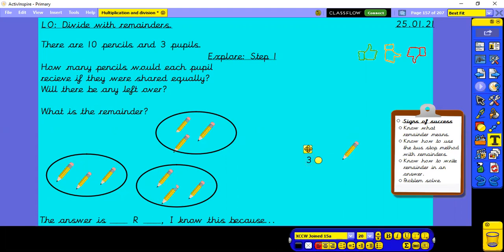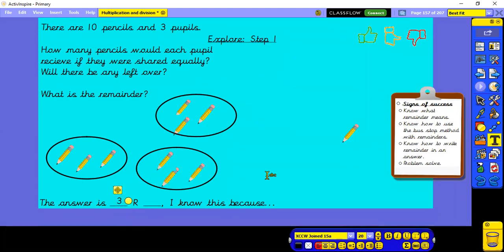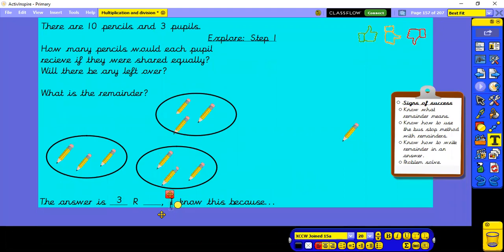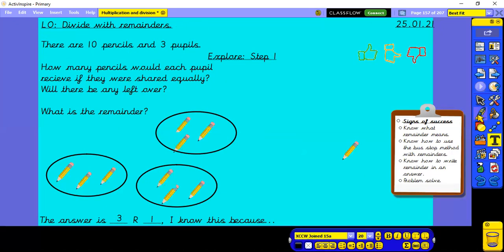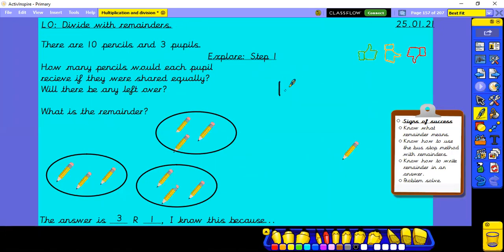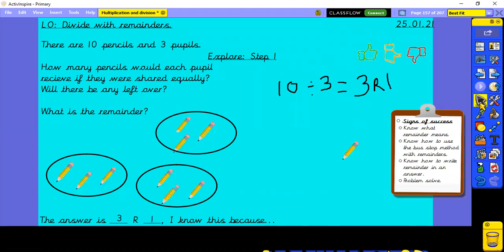So our answer will be 3, remainder 1. The division we've done here is 10 divided by 3, and our answer is 3, remainder 1. And we can do the inverse to check this. So we do 3 times 3 is 9, add the remaining 1, and that's 10. So we know our answer is correct.